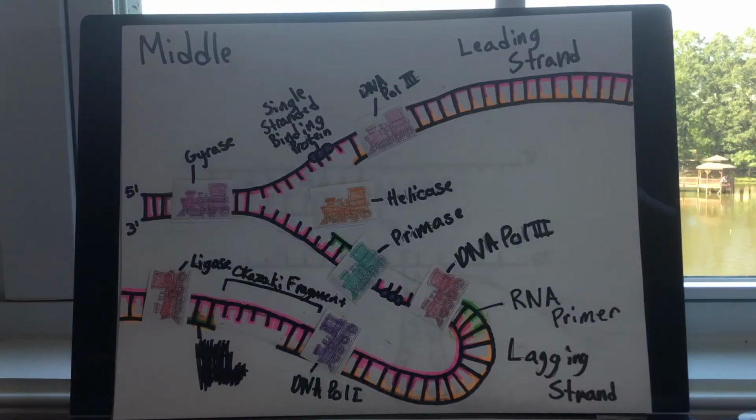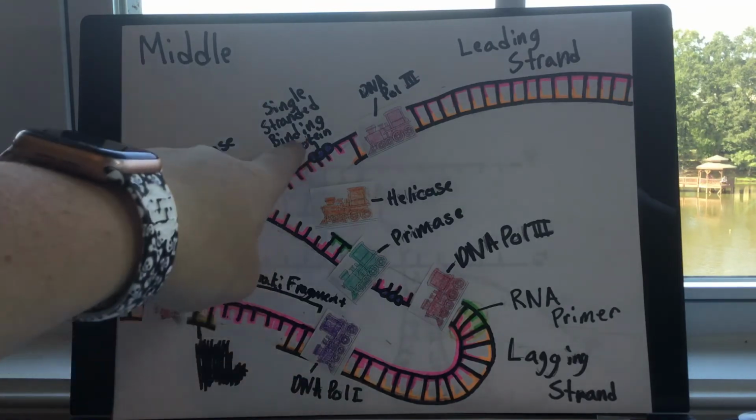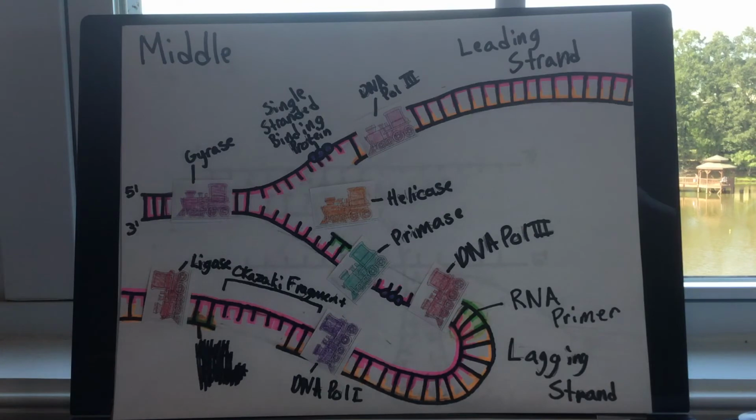The middle of the replication, so we have our strand here, we've already gone through the beginning, and so gyrase binds and sort of starts unraveling the DNA. And so we have our leading strand up here and our lagging strand down here. And so to keep the strands separate, we have the single-stranded binding protein.